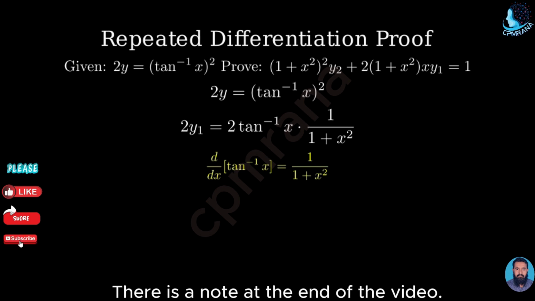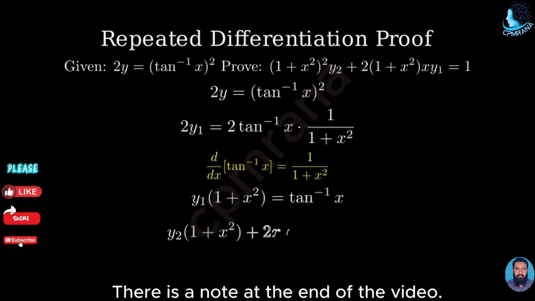Now, let's rearrange this equation. Multiply both sides by 1 plus x squared, and we get y sub 1 times 1 plus x squared equals tan inverse x. For our second differentiation, we'll use the product rule on the left side.